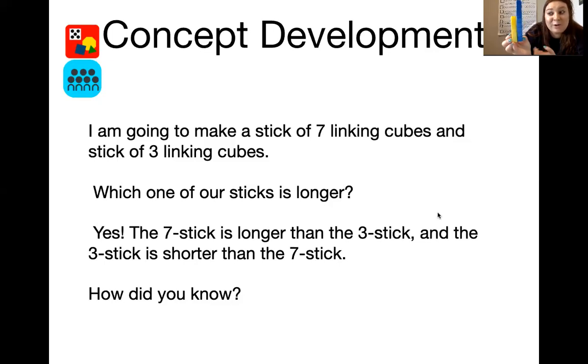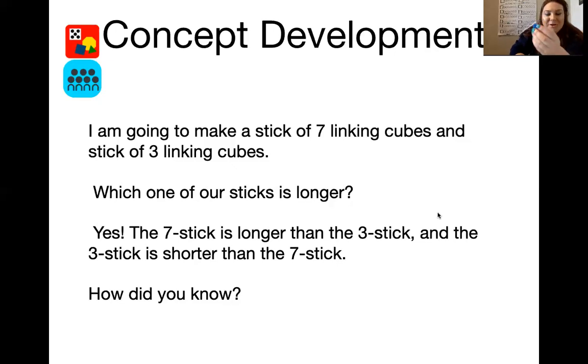Now, which one is shorter? The 5 stick is shorter than the 8 stick. Go ahead and repeat that sentence. The 5 stick is shorter than the 8 stick. Okay, let's try one more and then we're gonna play a fun game.